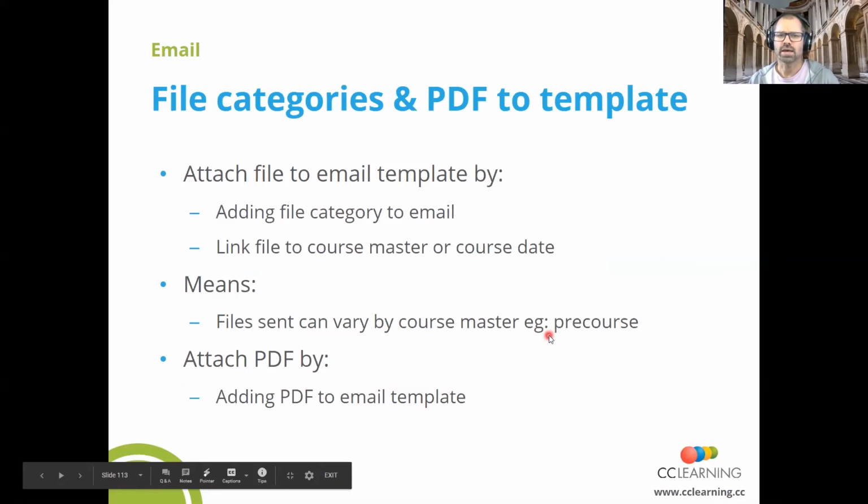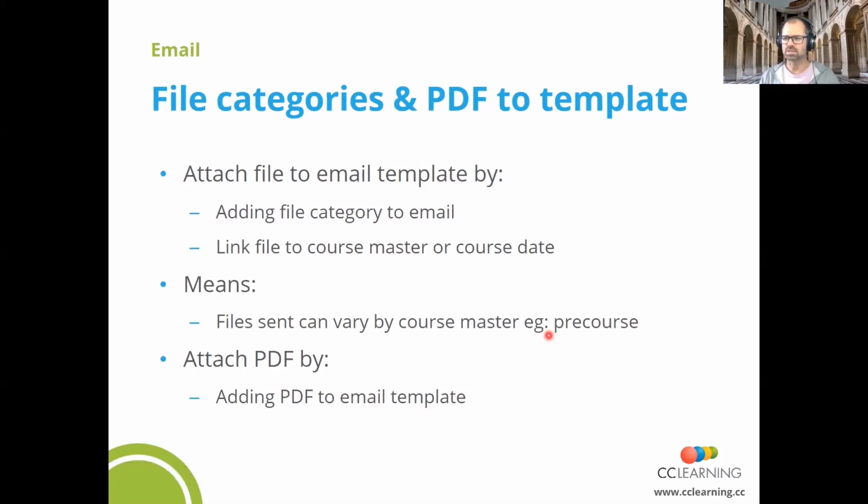Okay, so file categories and PDFs to template. So adding the file categories and adding the PDFs. Now this is something that can be quite useful, particularly if you're sending an email to a student, which is meant to have the statement of attainment attached. You need to, of course, attach a PDF, but you might also want to attach a file. Maybe there's a student handbook available that you want to send out with the email. Maybe there's terms and conditions that are pretty standard and therefore not changing.